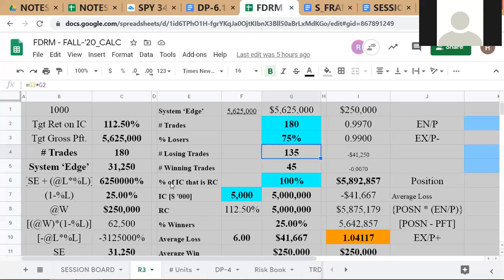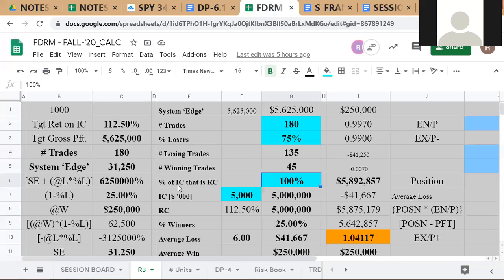What percentage of my invested capital is going to be RC? In this example, to be specific, I have given the unlikely number of 100% because that is rarely the case. Usually it's not true that 100% of IC is equal to RC. Generally not true. Especially in markets like stocks, there is a lot of money that needs to be deployed where you're not willing to lose that much money.